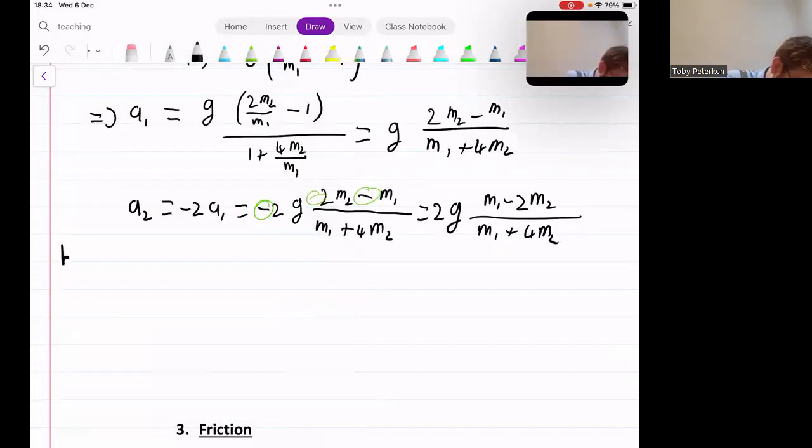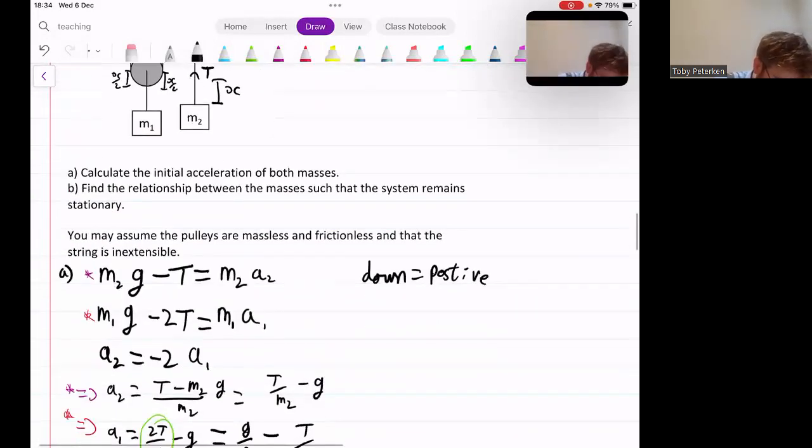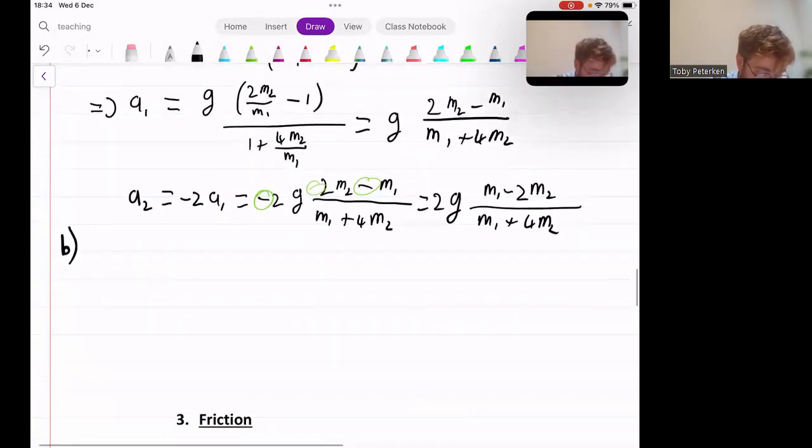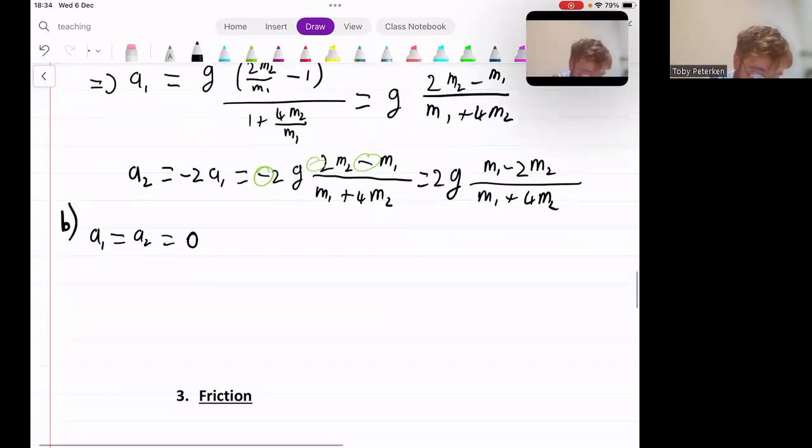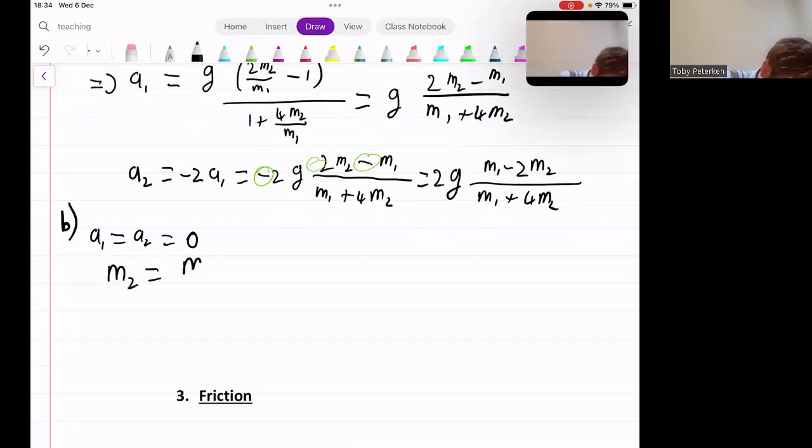And then finally, for part B, let's go back up. It said find the relationship between the masses such that the system remains stationary. So for it to remain stationary, we have A1 equals A2 equals 0. So when do these equal 0? This will happen when M2 equals M1 over 2.